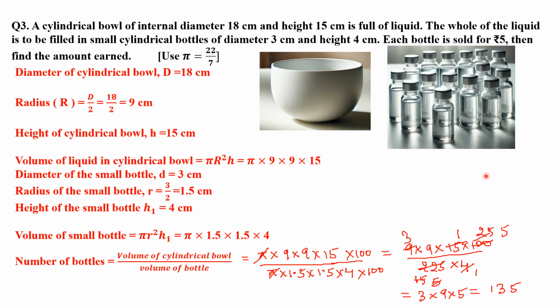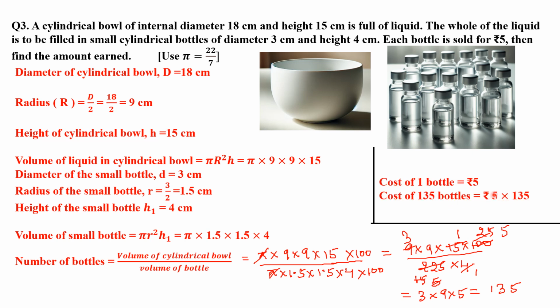Now the cost of one bottle is 5 rupees. So the cost of 135 bottles, to find that what we have to do, cost of one bottle 5 rupees, cost of 135 bottles will be 5 into 135 rupees. And from here what value you will get? If you multiply, you will get the amount as 675 rupees. Okay. So the money earned by them will be 675 rupees.